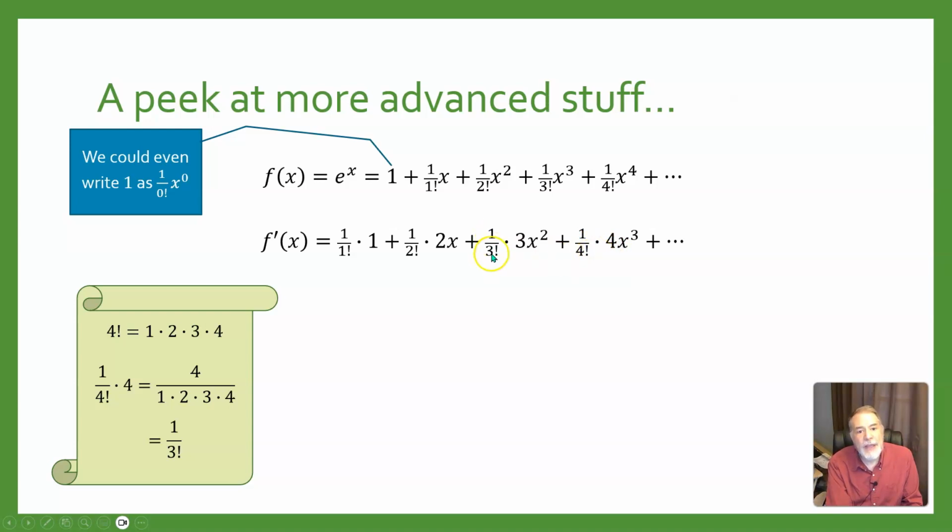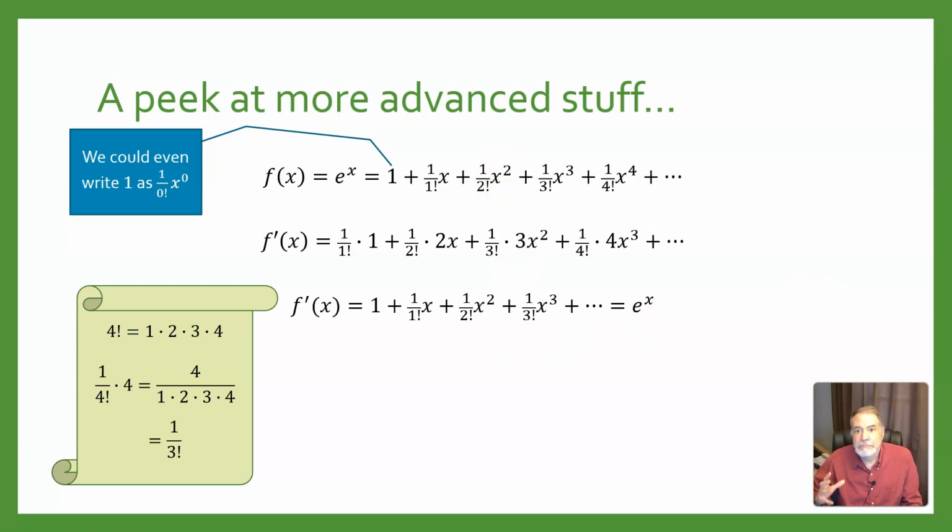Likewise, 1 over 3 factorial times 3 would simplify to 1 over 2 factorial. 1 over 2 factorial times 2 would simplify to 1 over 1 factorial. And the same sort of thing happens with every one of these terms. So this simplifies to just 1 plus 1 over 1 factorial times x to the 1 power, plus 1 over 2 factorial times x to the 2 power, plus 1 over 3 factorial times x to the 3 power, plus, and so on in that pattern, which is the exact same thing we started with as e to the x.